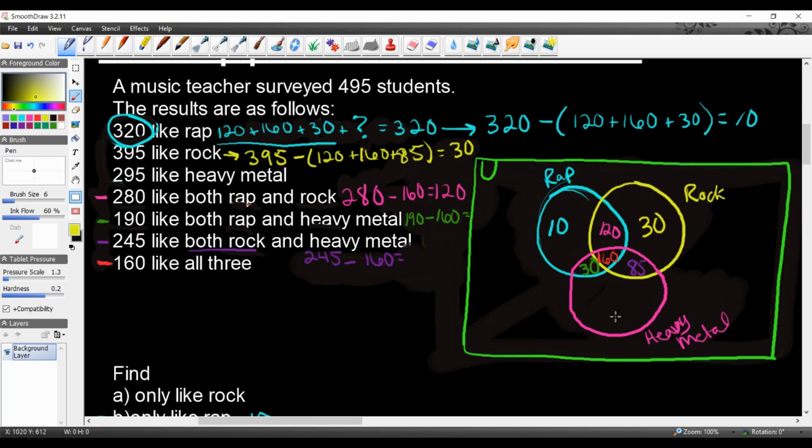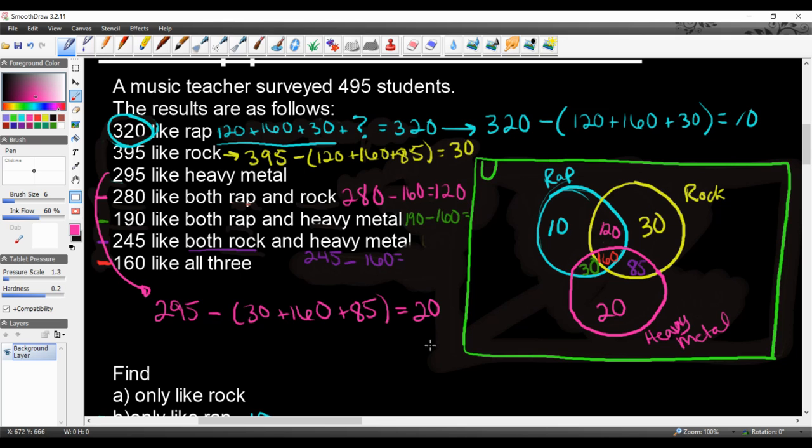Let's go ahead and do the last one just because. So for heavy metal, and I'm out of space, I'm going to go ahead and do it down here. For heavy metal, we have 295 total, minus these three. So minus 30 plus 160 plus 85. So let's see, what's that going to give us? That's 190, 275, I believe. Yeah, so 295 minus 275 is going to give us 20. So this is just 20.